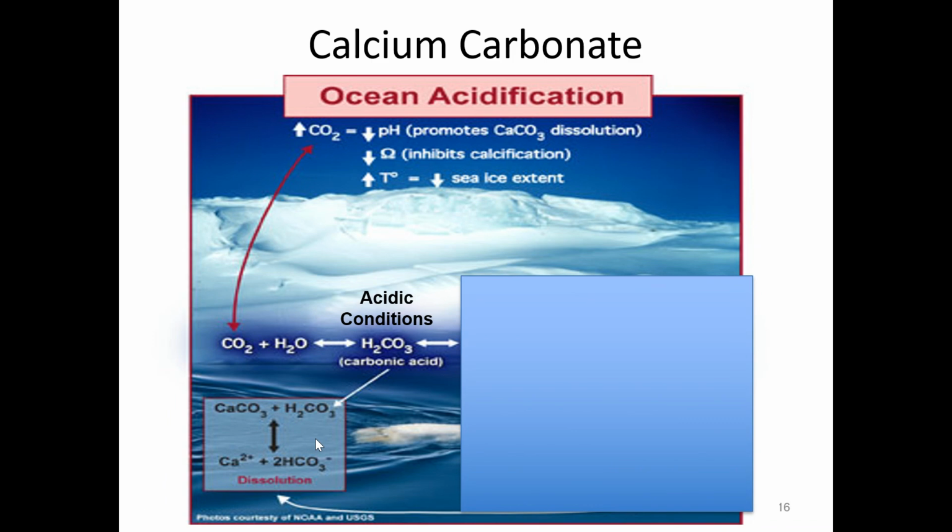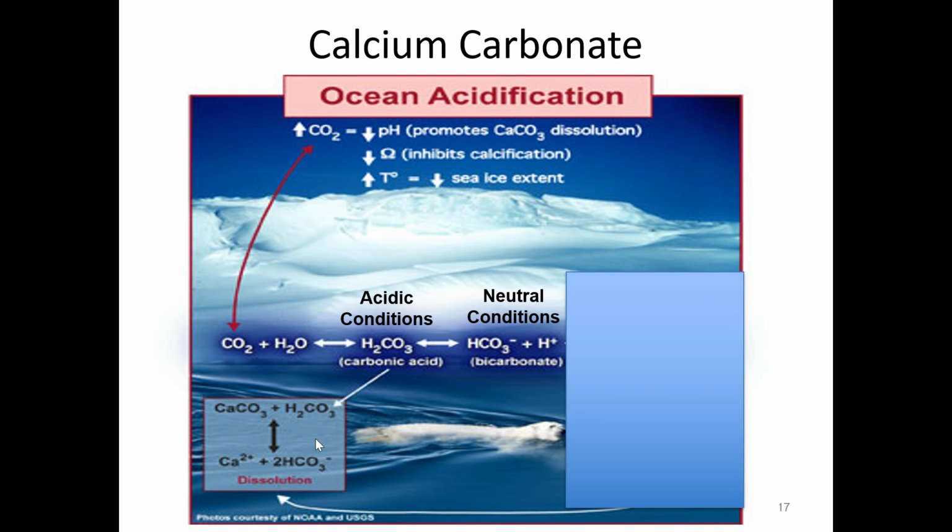If the pH isn't as bad, maybe it's in a neutral range, you're still going to have the carbon dioxide come in contact with water and make carbonic acid. But here, the bicarbonate that's made as part of the dissolution will combine with some hydrogen ions, and then you're going to get a gentle change of making the carbonic acid, which could actually reverse this. So it's not as aggressive in neutral conditions, but in acidic conditions, it's literally tearing apart the calcium carbonate that is part of the shells.